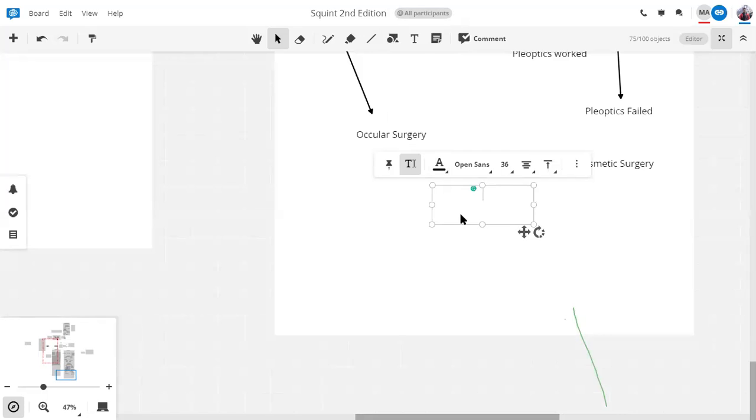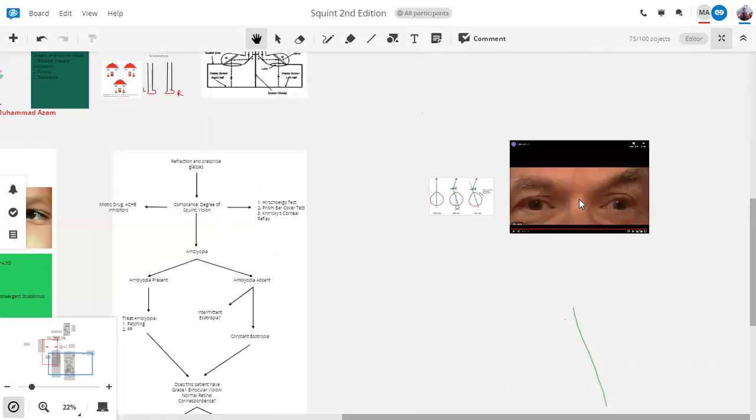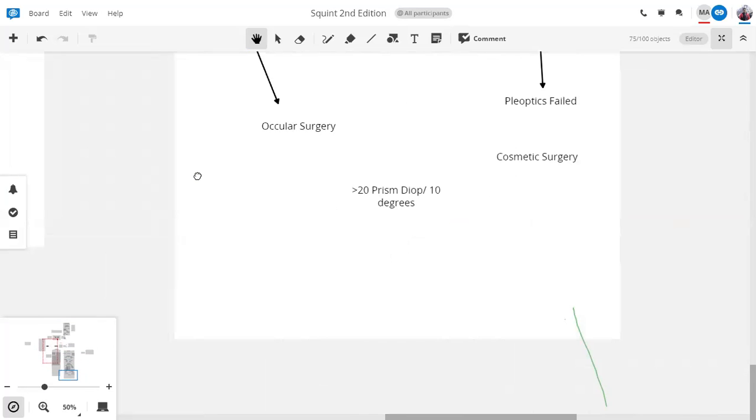Normally, Parsons says ocular surgery is performed when the degree of squint is greater than 20 prism diopters, which is also called 10 degrees. Prism diopters and degrees have roughly a half relationship. So if the deviation is greater than this, for example, in the video we saw that the deviation was around 25 diopters, then if we follow this algorithm, this flowchart, yes, surgery is indicated.